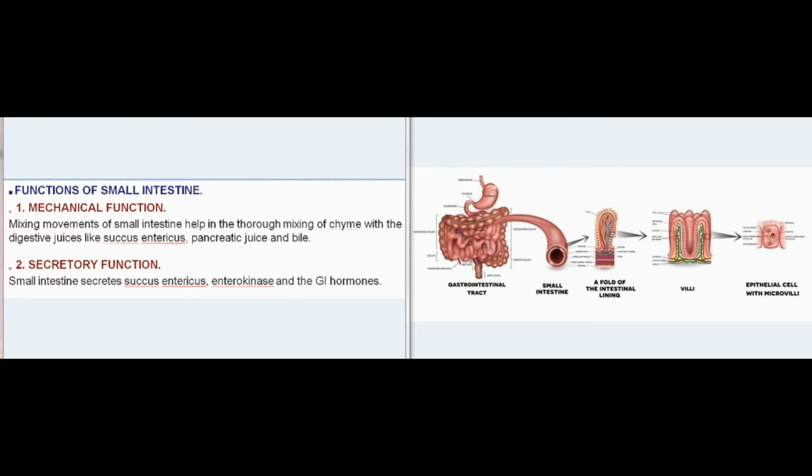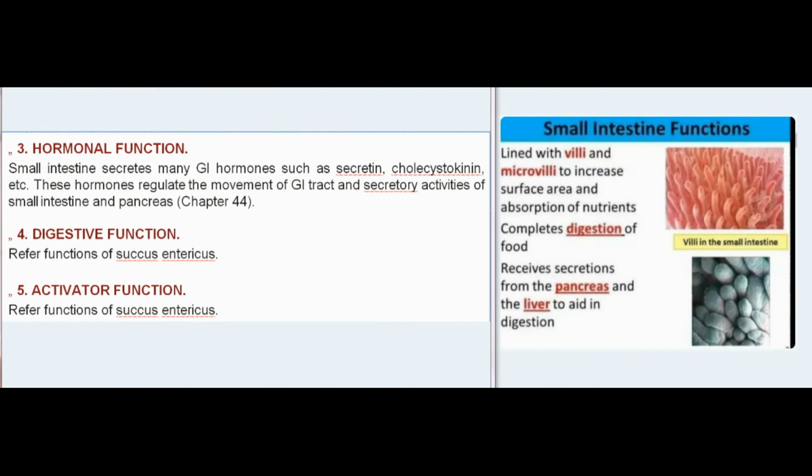Functions of small intestine. 1. Mechanical function. Mixing movements of small intestine help in the thorough mixing of chyme with the digestive juices like Succus Entericus, pancreatic juice, and bile. 2. Secretory function. Small intestine secretes Succus Entericus, enterokinase, and the GI hormones. 3. Hormonal function. Small intestine secretes many GI hormones such as secretin, cholecystokinin, etc. These hormones regulate the movement of GI tract and secretory activities of small intestine and pancreas, chapter 44.